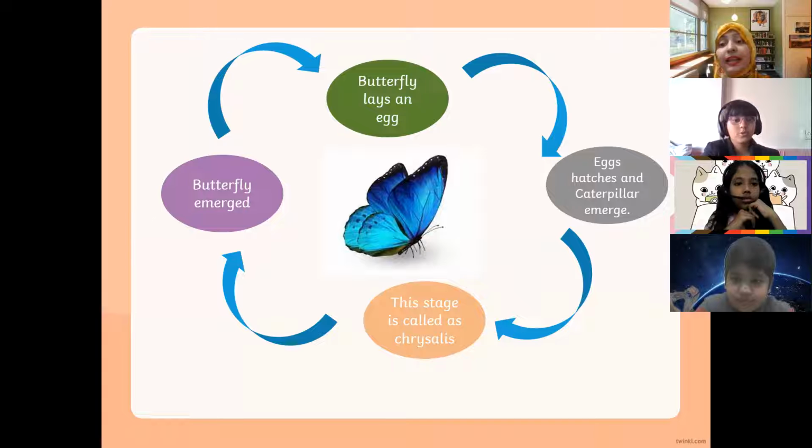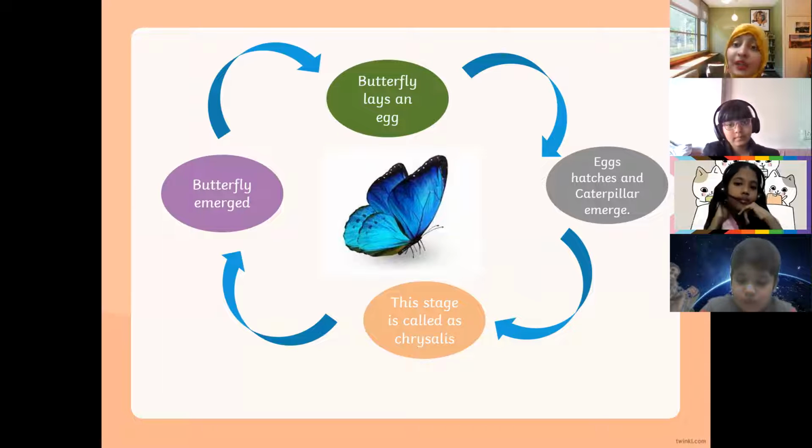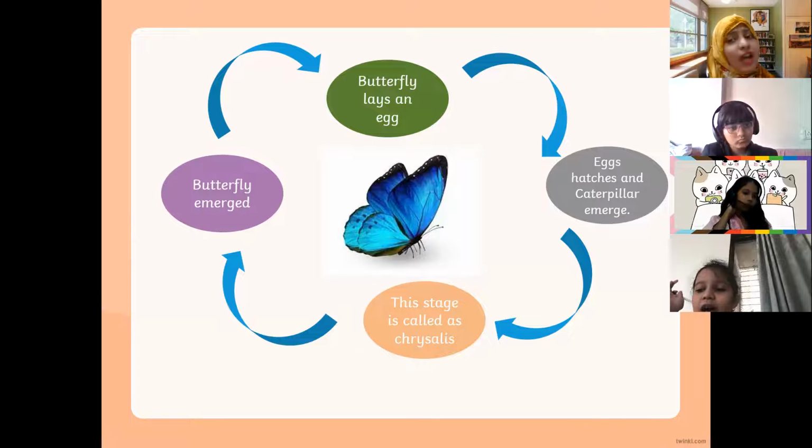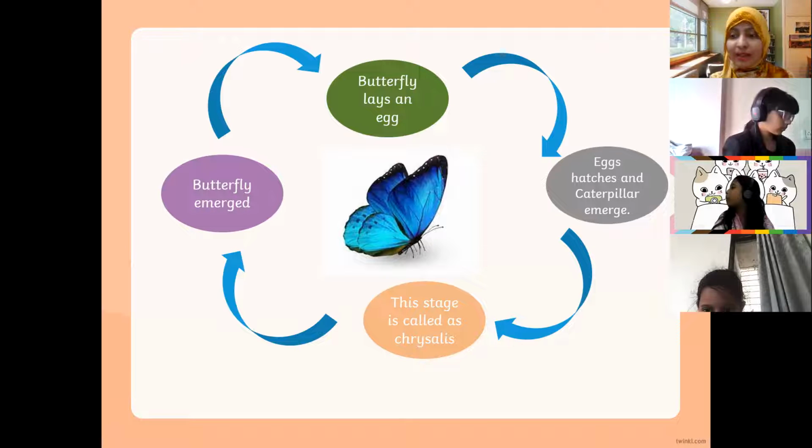This is a life cycle of butterfly. I have already labeled it. So this is butterfly lays an egg. So you have to just draw according to the life cycle of a butterfly. Instead of this labeling, you have to just draw. So butterfly lays an egg. You know it very well. Egg hatches and caterpillar emerges. This is for 5 marks.